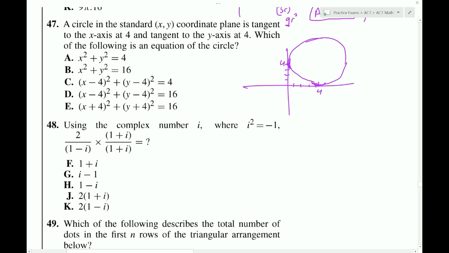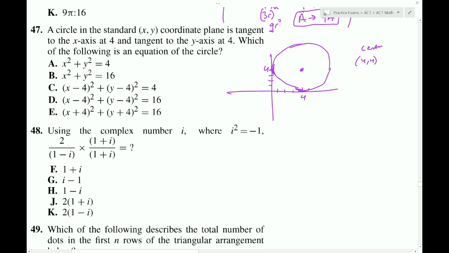Alright, so the first thing we'd ask is, what is the center? So the center, it seems, is going to be over 4 and up 4. So the center is going to be at 4, 4. So the next question we'd like to know is, what is the radius? So as you can see here, the radius would be a height of 4. That matches up with the height on the y-axis. So the radius equals 4.